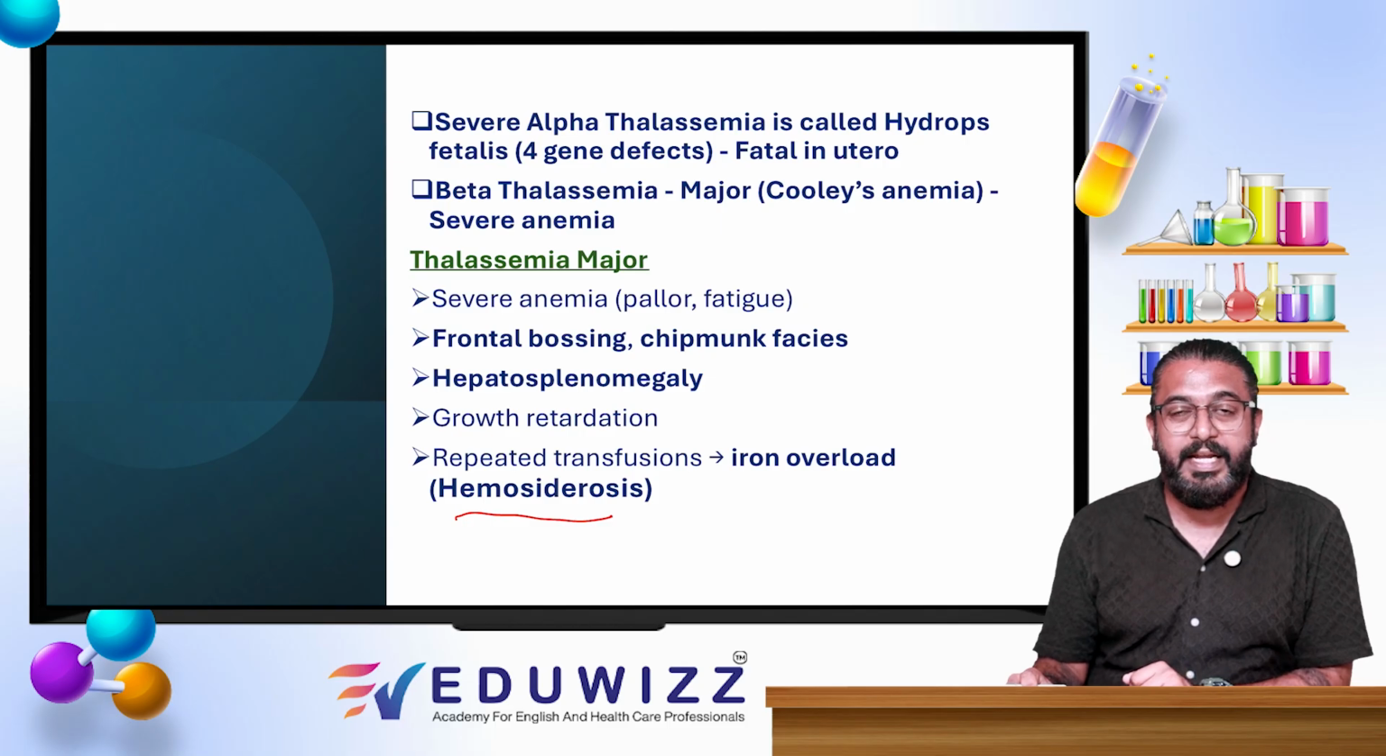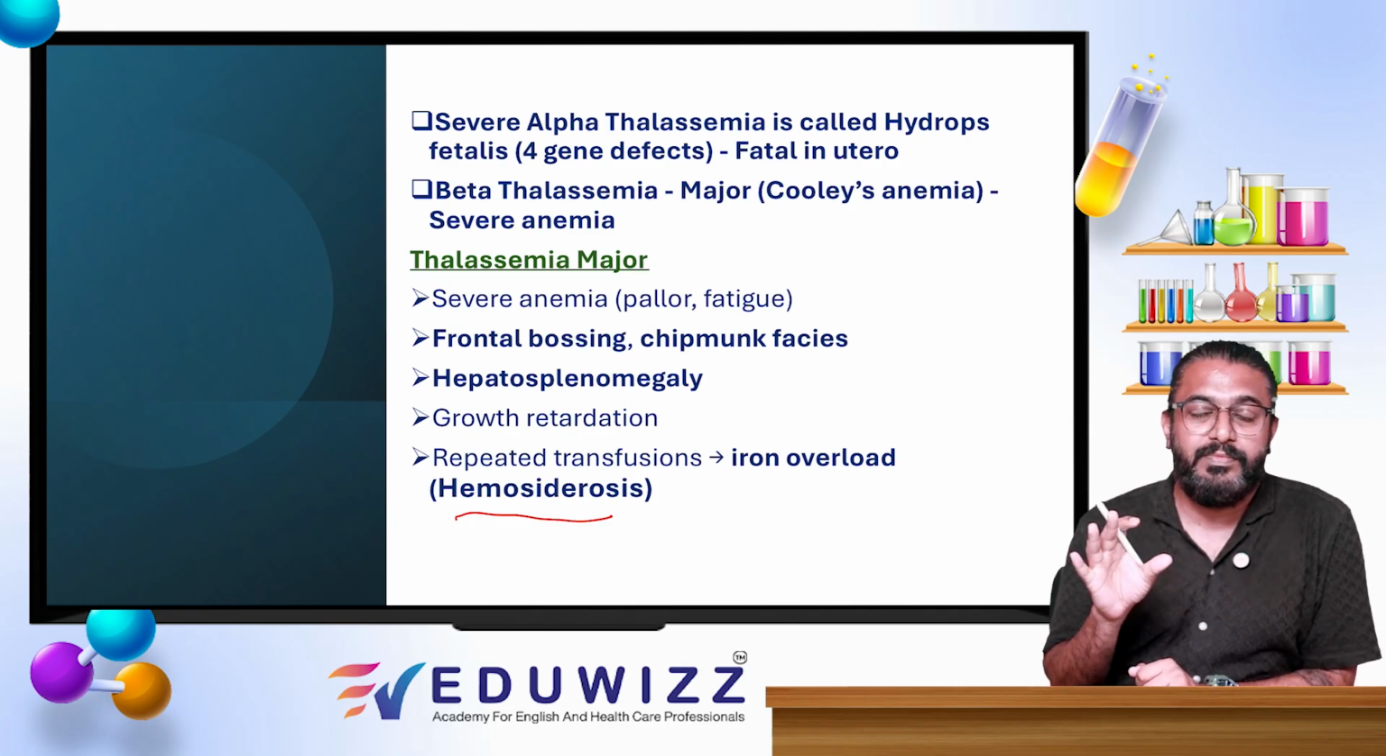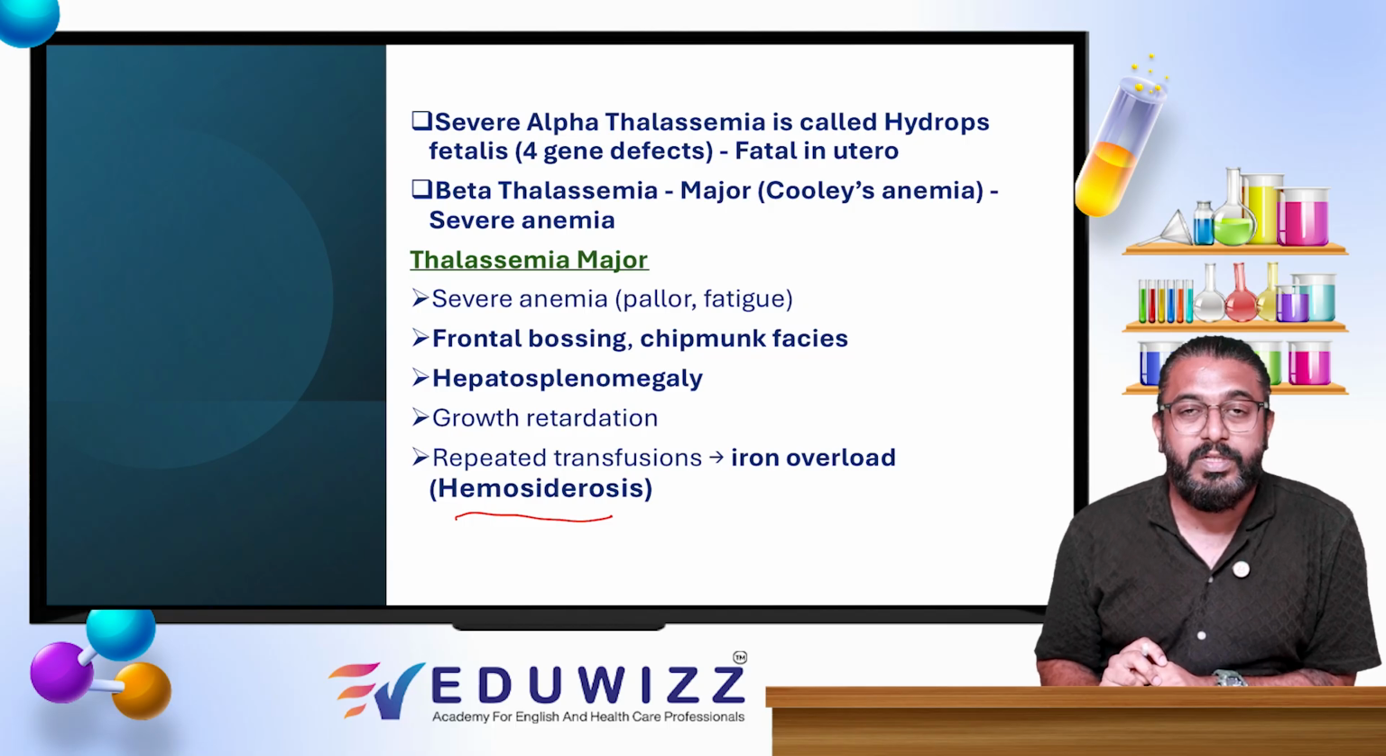Severe anemia leads to pallor and fatigue, and the characteristic features are chipmunk facies and frontal bossing.